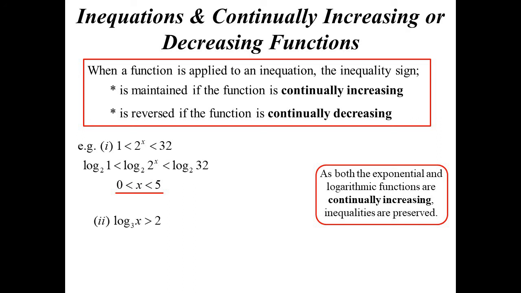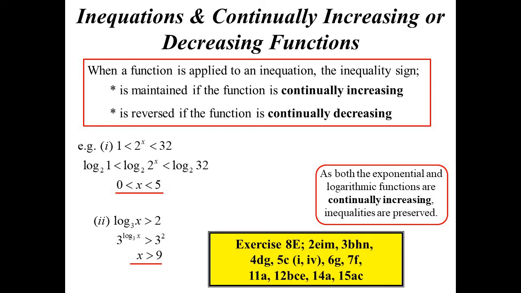Let's try a second one here. So the log of x base 3 is greater than 2. But this time I'm going to use the exponential because it's also a continually increasing curve. So 3 to the power of log x base 3 is greater than 3 squared. One of our rules says if we have a base to the power of log of that base, they will cancel each other out. And so in this case, I'll just be left with x. x is greater than 3 squared. x is greater than 9.